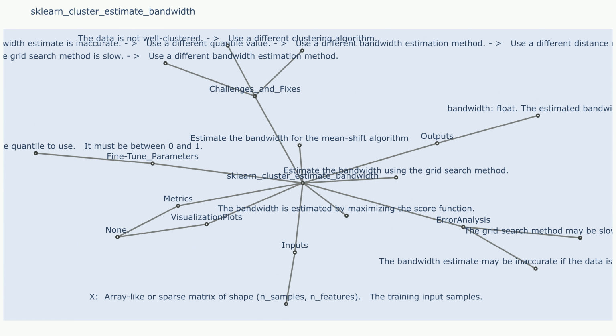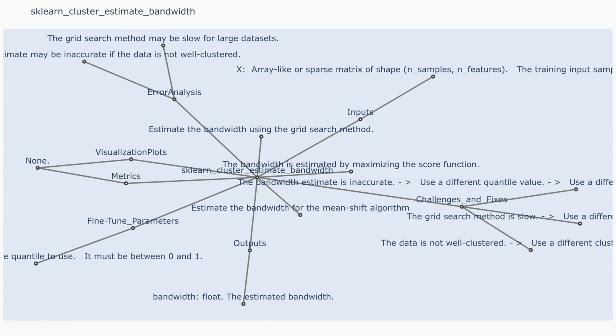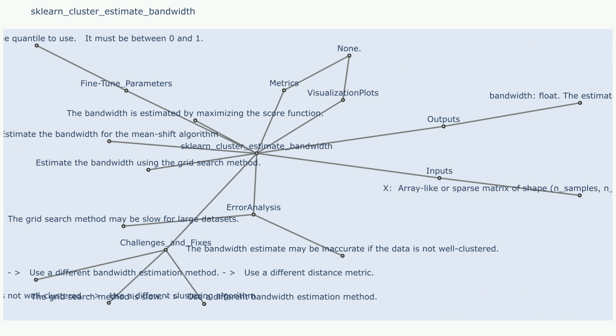Challenges and fixes. Challenge 1: choosing the optimal quantile value is a trade-off between underfitting and overfitting. Sample use case: if the quantile is too low, the bandwidth will be too narrow, resulting in overfitting and too many clusters. Fixes to challenge 1: experiment with different quantile values to find the best balance between underfitting and overfitting. Use a grid search to systematically explore a range of quantile values.